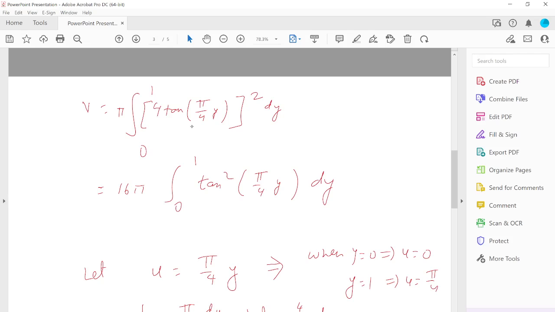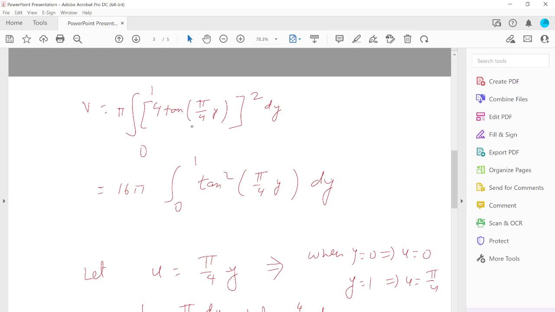When y is 0, which is the lower limit, u is, just replace this y by 0, it will give you u equals 0. And when y is 1, u would be pi over 4. So when we change variable y to u, then the limit of integration would change from 0 to pi over 4. And we also have to replace this dy by du. For that, let's differentiate both sides, and that will give us du equals pi over 4 dy, and if you solve for dy, that will be 4 over pi du.